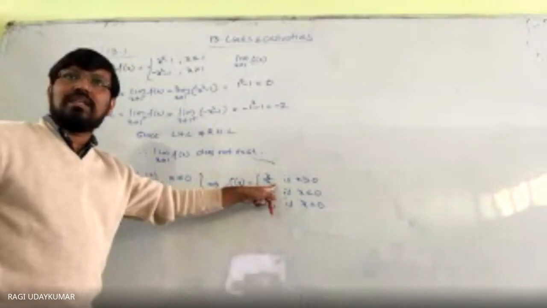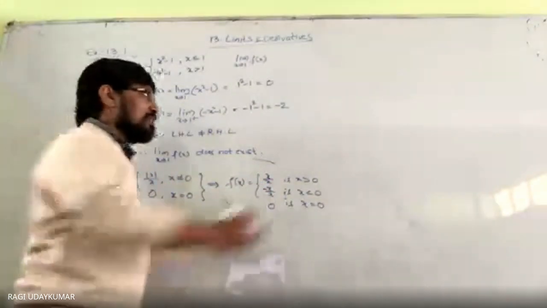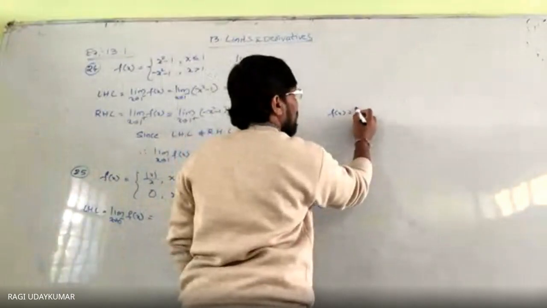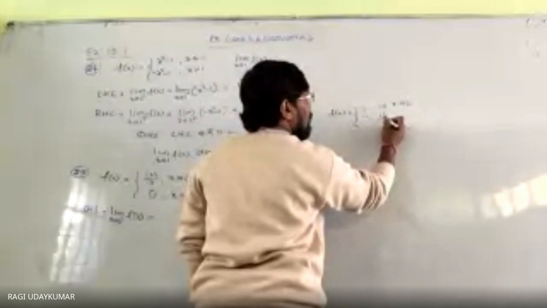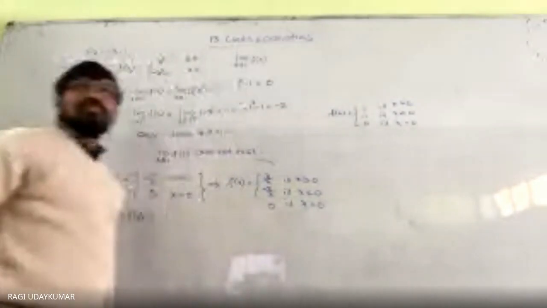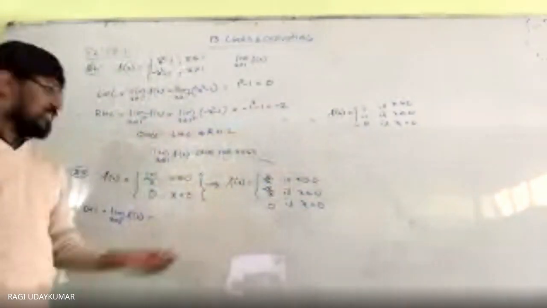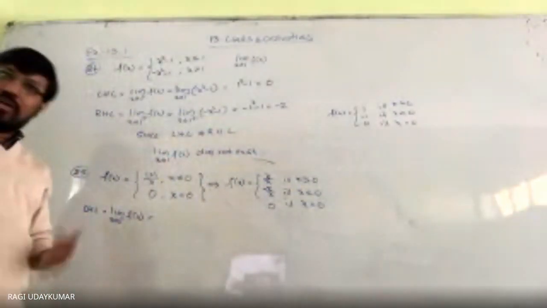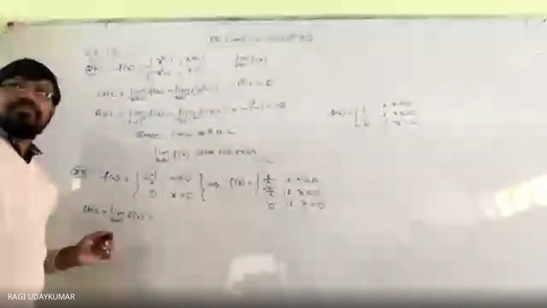x by x is nothing but 1. Minus x by x is nothing but minus 1. So the same function, if you want, you can rewrite as 1 if x is greater than 0, minus 1 if x is less than 0, 0 if x is equal to 0. Yes, these three functions are the same. If the question is given to you like this, you are going to get it the same way. Did you understand here? Sir, what else, sir?